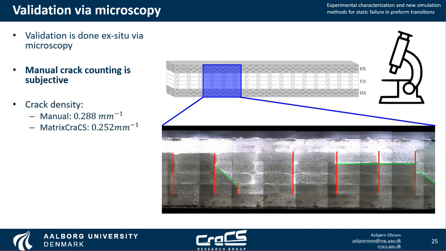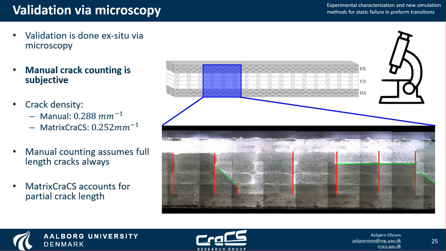The crack densities we calculate based on these results, shown here, where we have a slightly higher value for the manual result. This can be explained by how we define cracks. With the manual counting, we have to assume that the cracks have full length, so they cross the entirety of the specimen. Whereas with matrix cracks, we account for that they don't grow the entire way and can have partial length. Therefore, it makes sense that we have a slight difference here, that matrix cracks is a little bit lower.